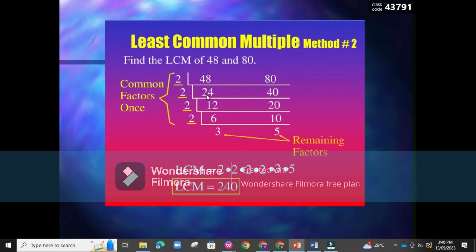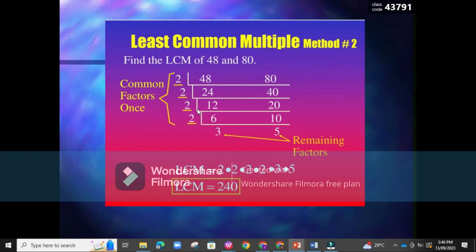Now we have here 24 and 40. So think of another prime number that can exactly divide both 24 and 40. Still divisible by a prime factor 2. So 24 divided by 2 is 12, then 40 divided by 2 is 20.